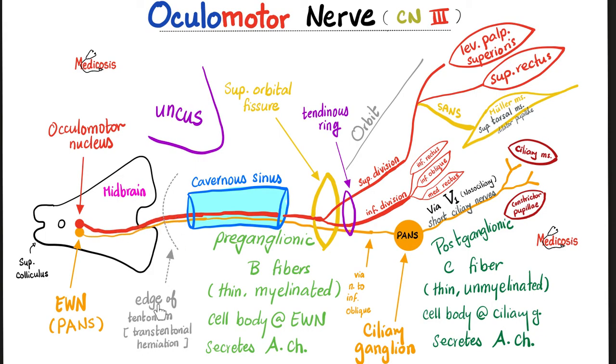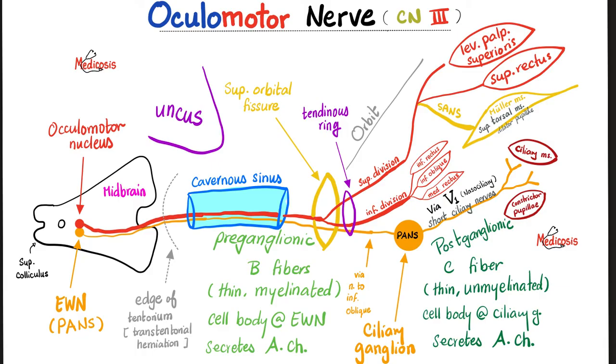Here we are related to the edge of the tentorium cerebelli, and that's why transtentorial herniation will destroy the oculomotor nerve. Also, we are related to the uncus of the temporal lobe. That's why uncal herniation causes oculomotor nerve paralysis. Then the oculomotor nerve fibers enter into the cavernous sinus, lateral wall to be specific. Then we enter the superior orbital fissure to enter into the orbit. We'll pass through the tendinous ring of the extraocular muscles. Then my oculomotor nerve will divide into superior division and inferior division.